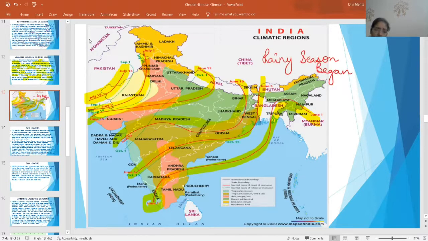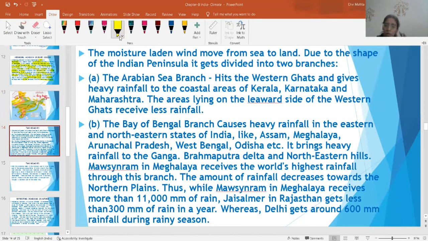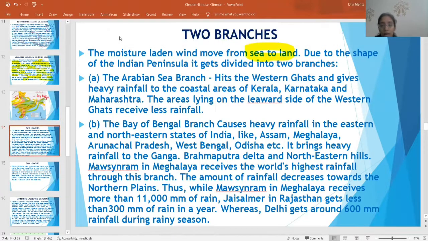Okay, it begins from the south on June 1, till here, July 15. It reaches the northern part. Two branches are there. These moisture-laden winds, I told you, move from sea to land.